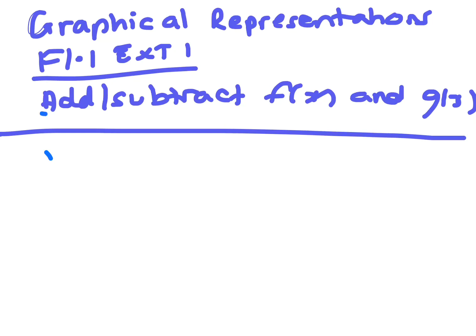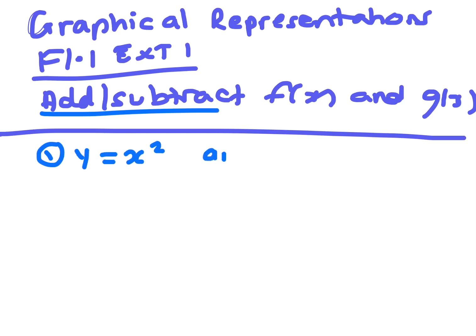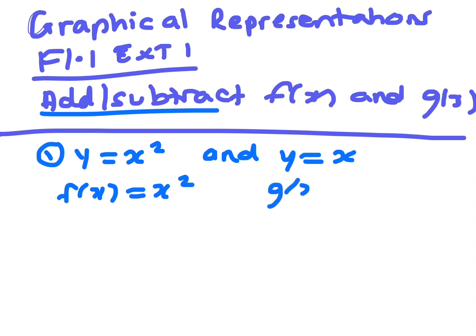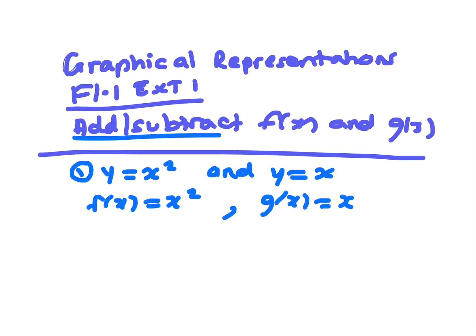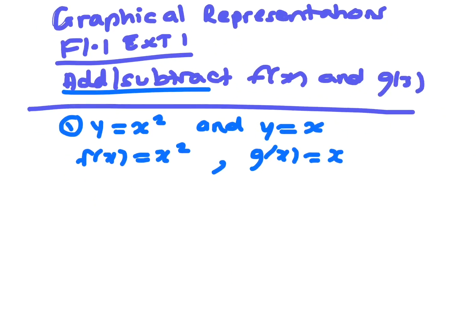We're just going to look at adding and subtracting two graphs. If you look at y equals x squared, and then you look at y equals x, we're going to think about that as f of x equals x squared, and g of x equals x. Now we're not going to think of that in an algebraic way. What I would like to do is to look at that in a geometrical way.